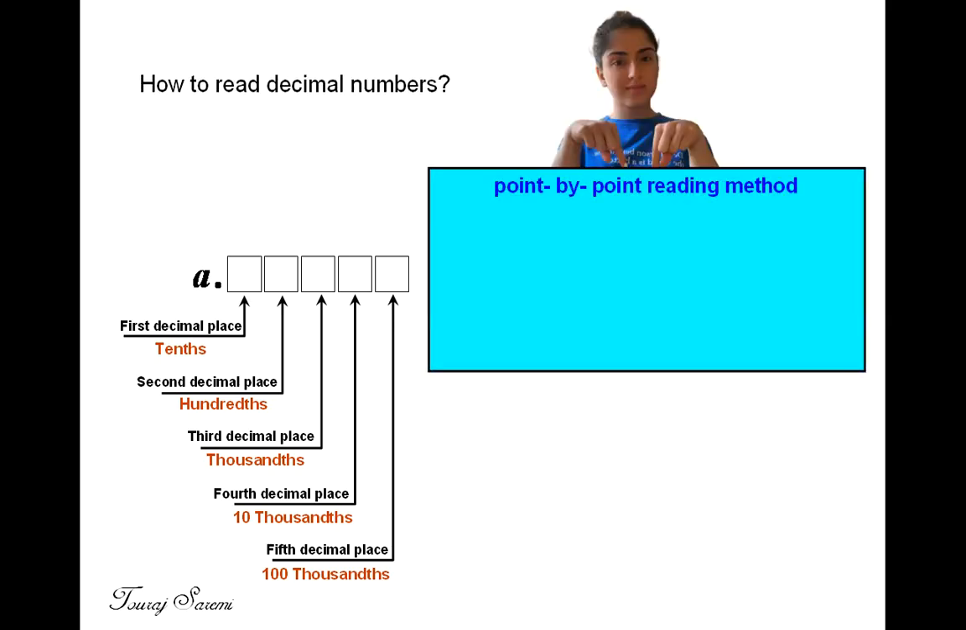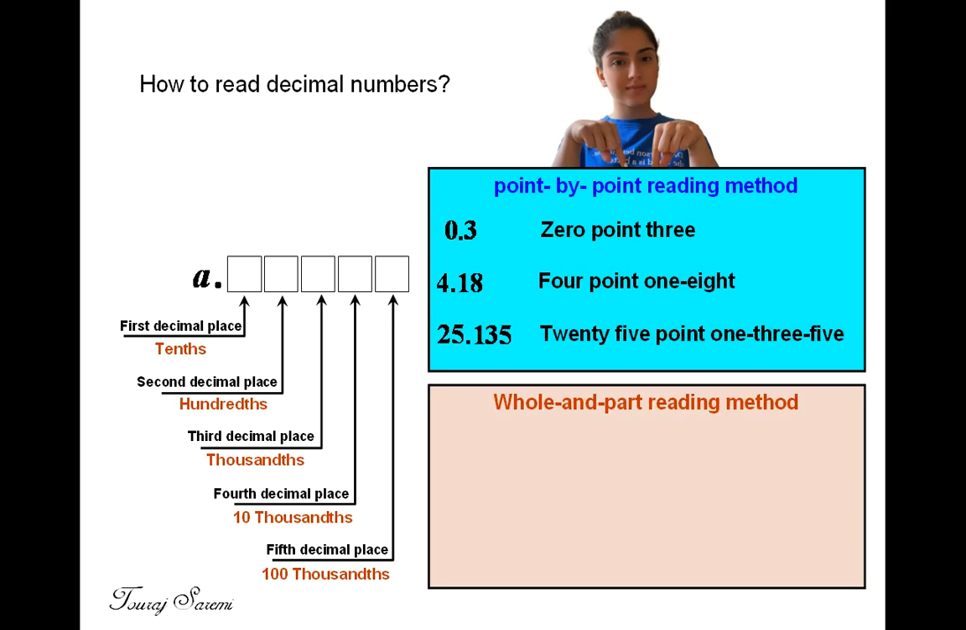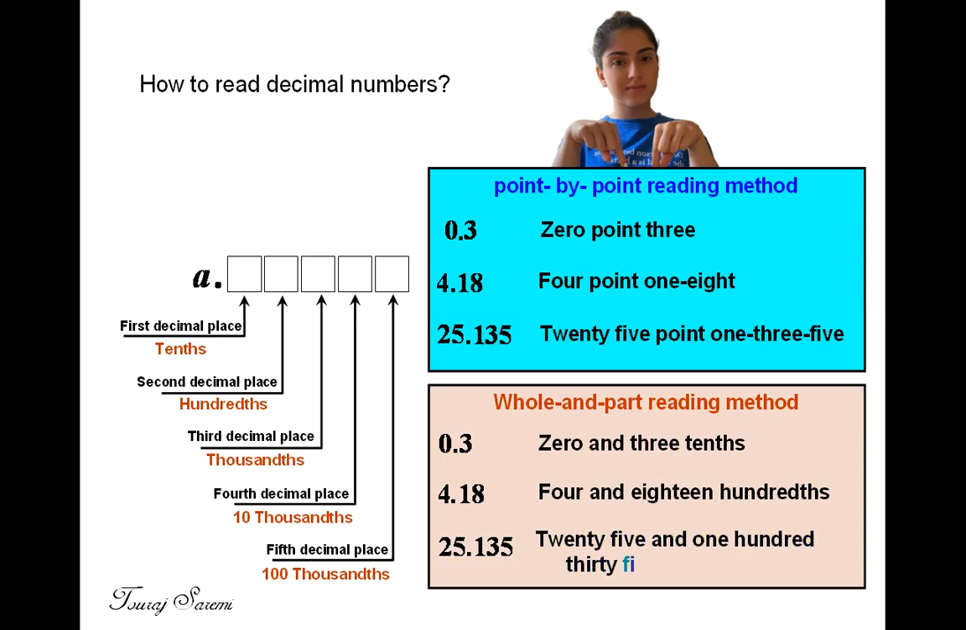Point-by-point reading method. 0.3. 4.18. 25.135. Whole and part reading method. 0 and 3/10. 4 and 18/100. 25 and 135/1000.